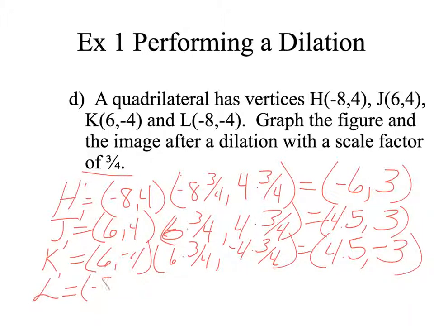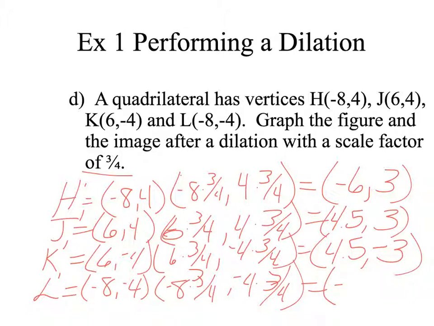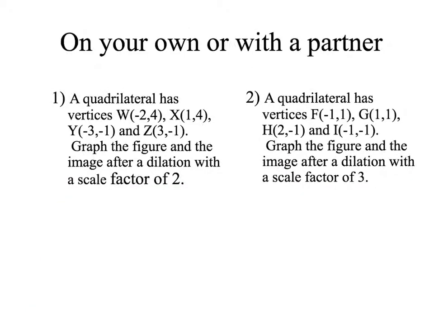L is at -8, 4. So L prime will be -8 times 3/4 and -4 times 3/4. And that's going to give us -6, -3 as our final point. And again, I'm assuming that you would be okay with the graphing of this. Go ahead, try these two on your own.